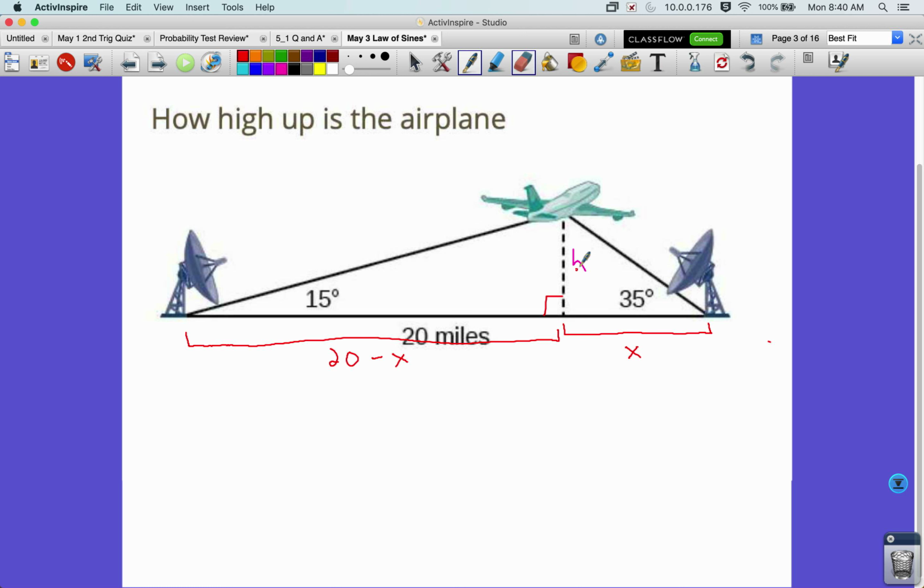So from this angle 15, the height that I want to know right here would be the opposite, and this 20 minus x would be the adjacent. Same thing from here. This would be the opposite. This x would be the adjacent. So I can say opposite and adjacent, that's related by tangent. So the tangent of 15 degrees is equal to opposite, which I've designated as h, divided by adjacent, which is 20 minus x. Same thing over here, but now it's tangent of 35 equals opposite, h, over adjacent, which I've established as x.